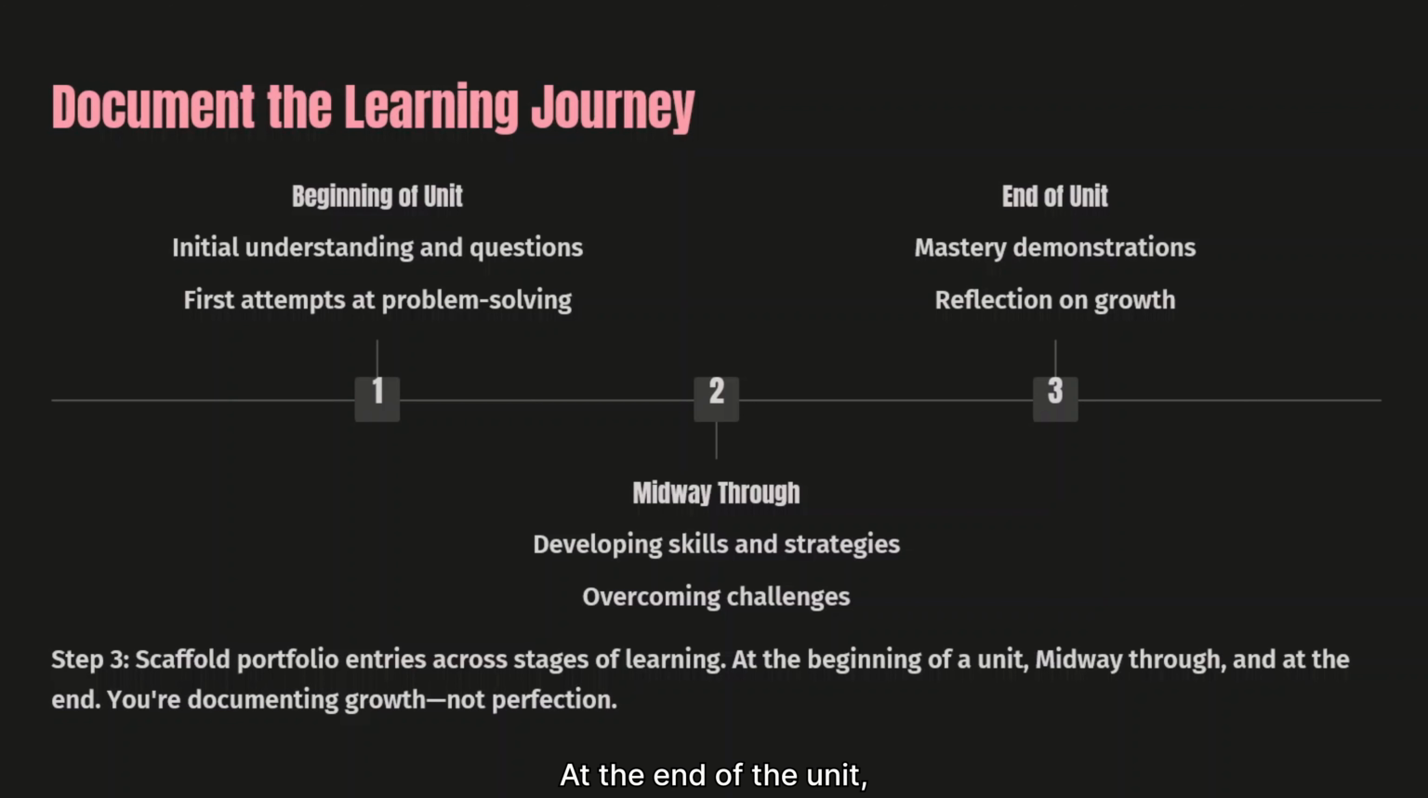At the end of the unit, have them summarize their learning in a creative way. An example of that can be where they create an analogy, a diagram, a teaching script, and ask them, what mistakes helped you grow? What prompt did you ask AI that helped you think differently? Now you're documenting growth, not perfection.